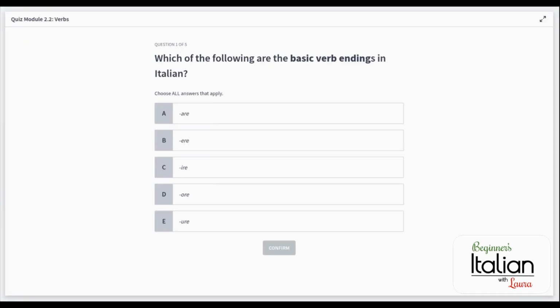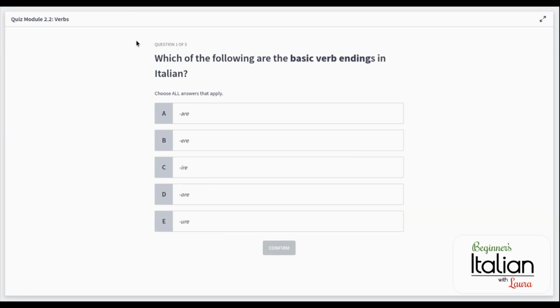Okay, we're on to quiz module 2.2 verbs. There are only 5 questions, so I will go ahead and read each question aloud and the possible answers, and I'll pause for a few moments to give you a chance to try and figure out the right answer before I give you the correct answer. If you need more time, just go ahead and pause the video. All right, let's get started.